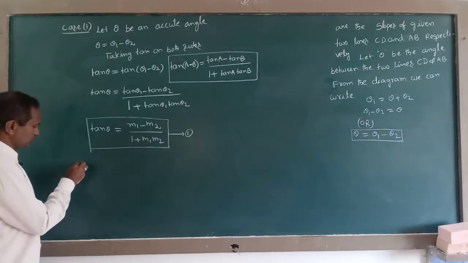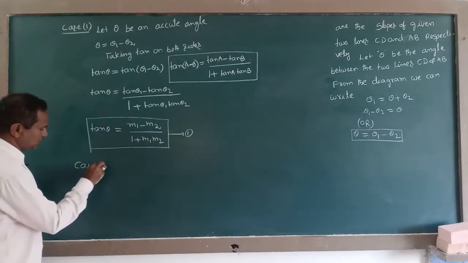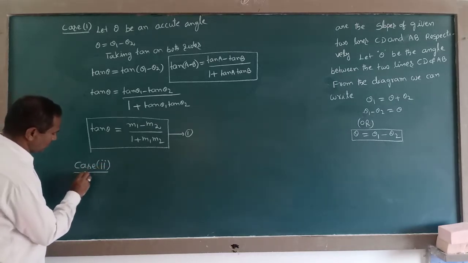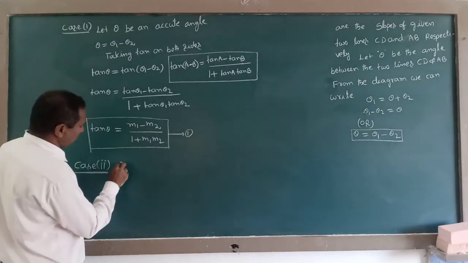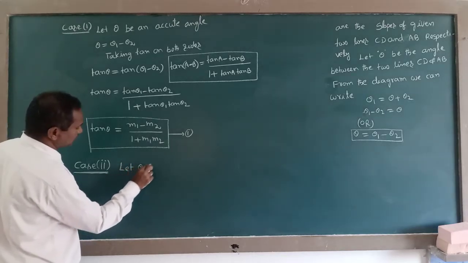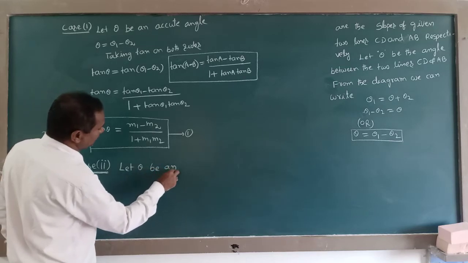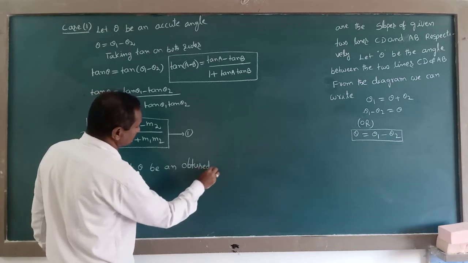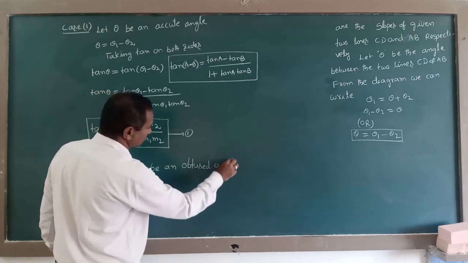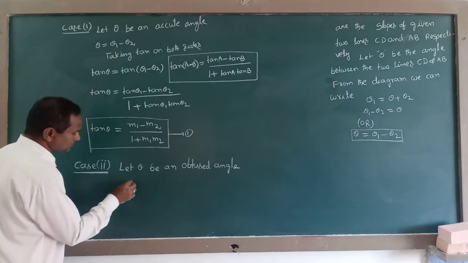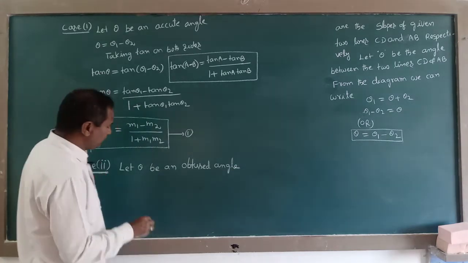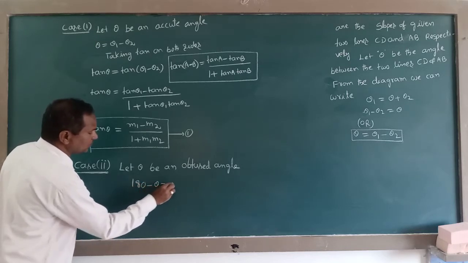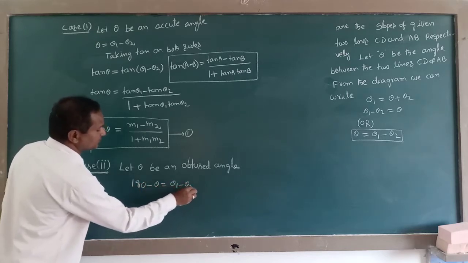Next, case 2. Let theta be an obtuse angle. Instead of theta, we are going to take 180 minus theta here. 180 minus theta is equal to theta 1 minus theta 2 here.